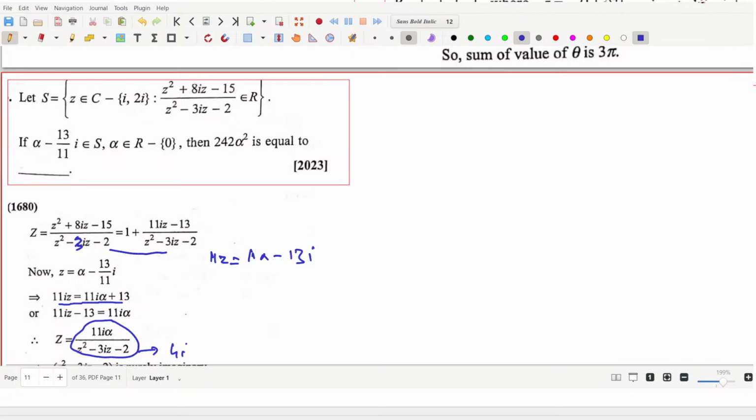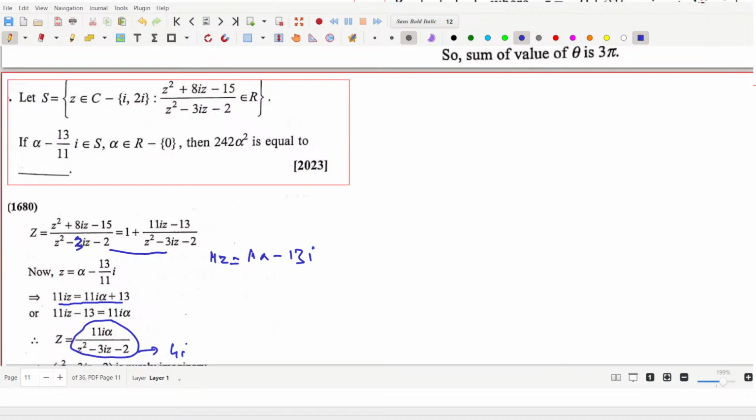A general mistake people make is they apply this to sin theta plus i cos theta also, which is wrong. Whole power n is not sin n theta plus i cos n theta, because sin theta and i cos theta is not this coordinate. Understood?